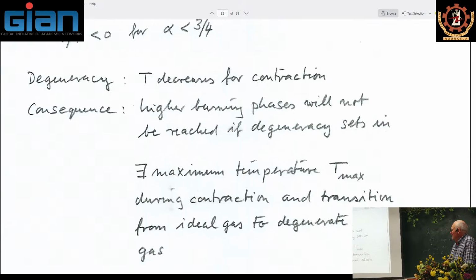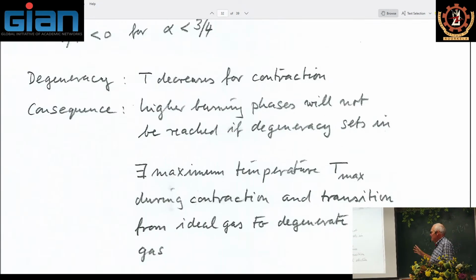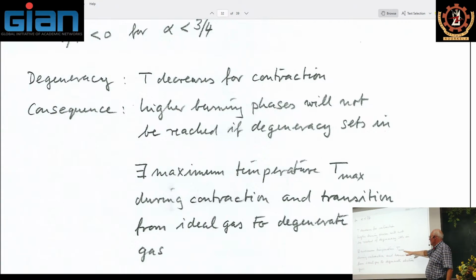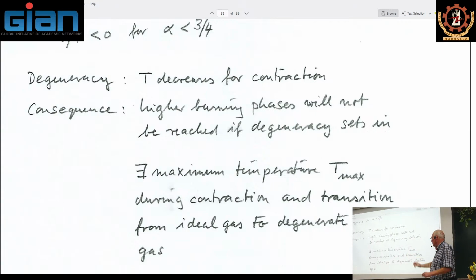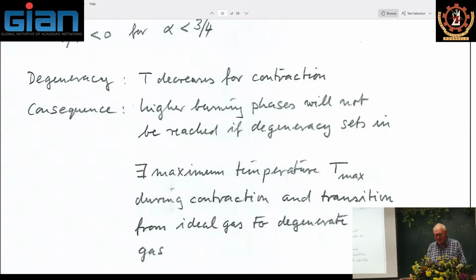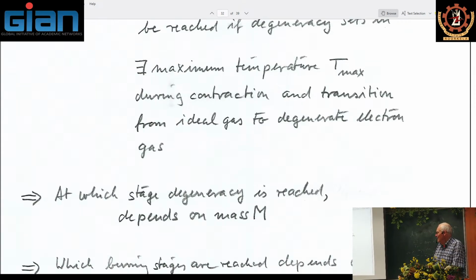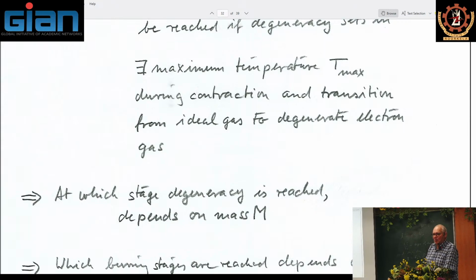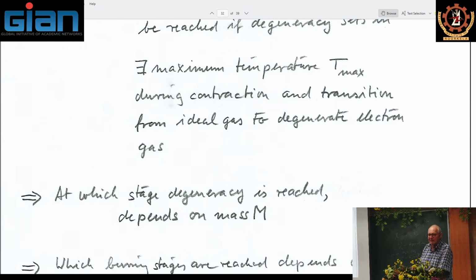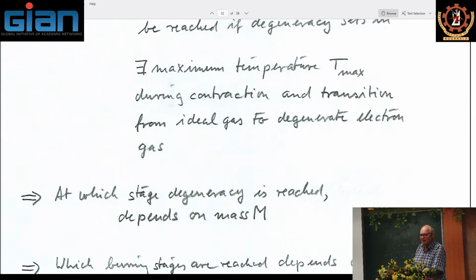Okay, the next consequence is that there is a maximum temperature during contraction and the transition from the ideal gas to a degenerate electron gas. So the question arises: where is this temperature maximum actually achieved, and on which parameter is the reaching of the temperature maximum controlled?